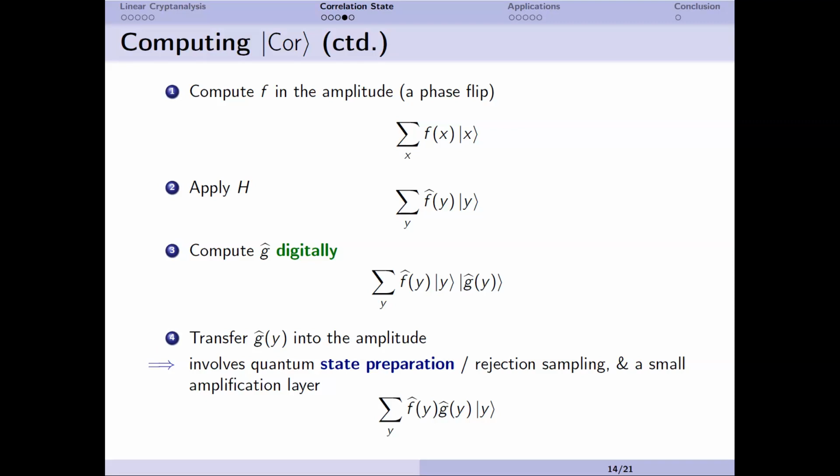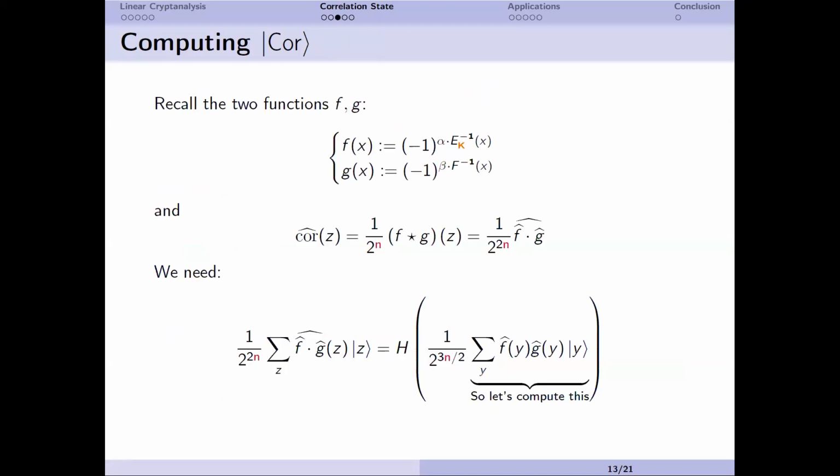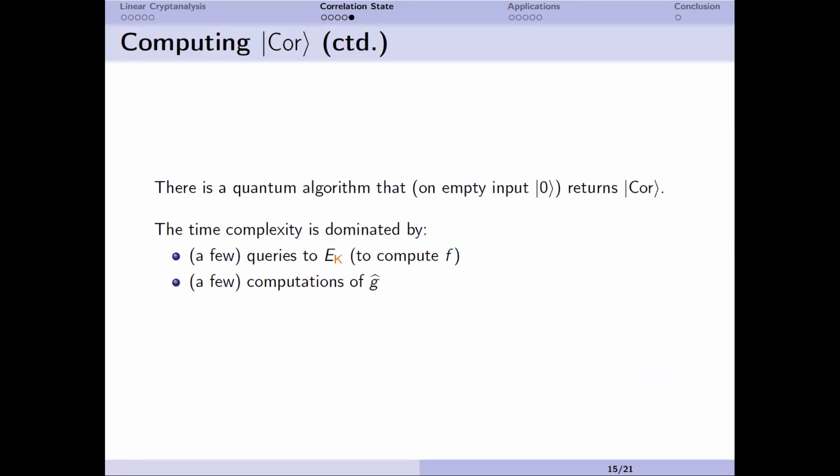And after doing all of this, you obtain what we wanted. So with the product of the two functions, and after that, the convolution of the two functions in the input. So we have, let's say, a black box, and that creates this quantum state containing the correlations in the input. And the time complexity of this contains queries to the cipher and computations of the Fourier transform of g, which is the worst.